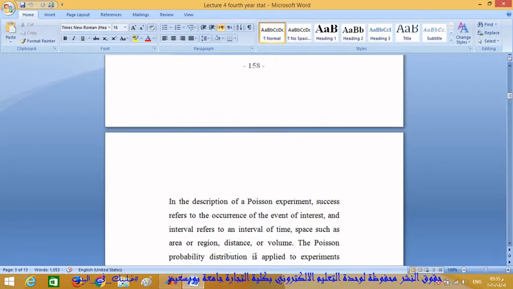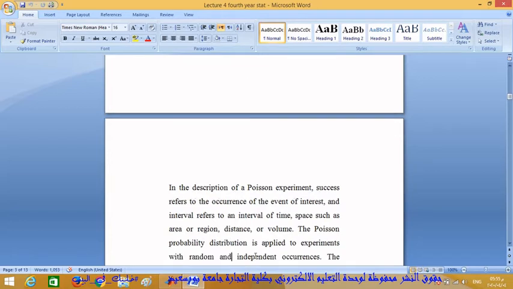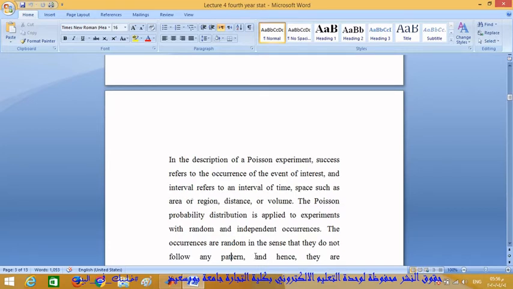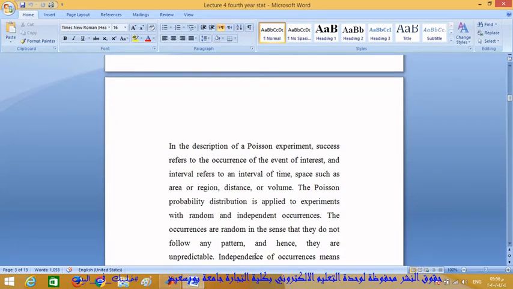The Poisson probability distribution is applied to experiments with random and independent occurrences. The occurrences are random in the sense that they don't follow any pattern, and hence they are unpredictable. So you cannot predict the occurrence of any event according to Poisson distribution or according to binomial distribution, as we said before.